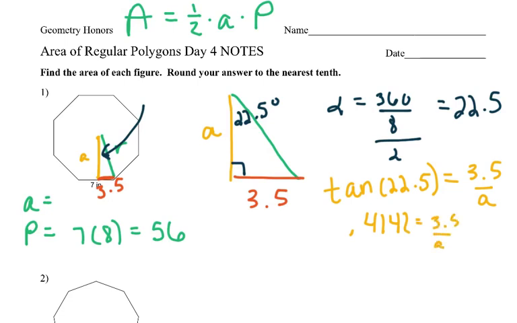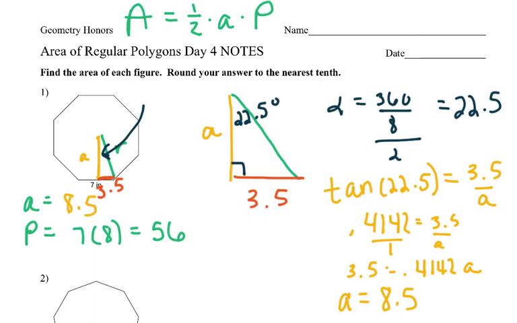If we put this over 1, we can cross multiply. We get 3.5 is equal to 0.4142 times A. When we divide 3.5 by 0.4142, we get that A is equal to 8.5 when we round to the nearest tenth. So our apothem is 8.5.